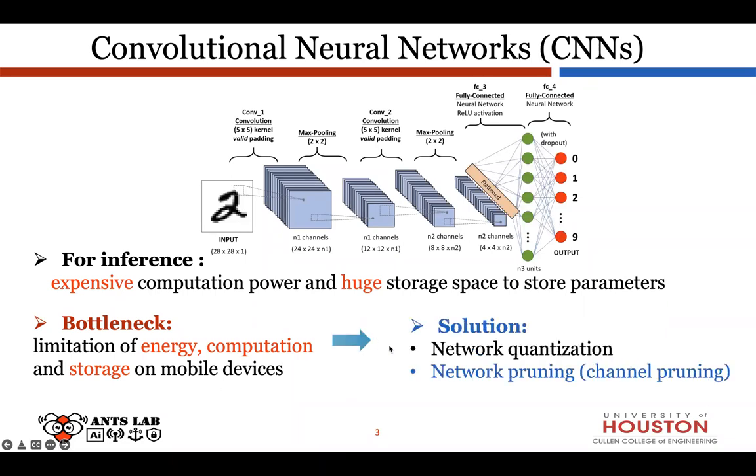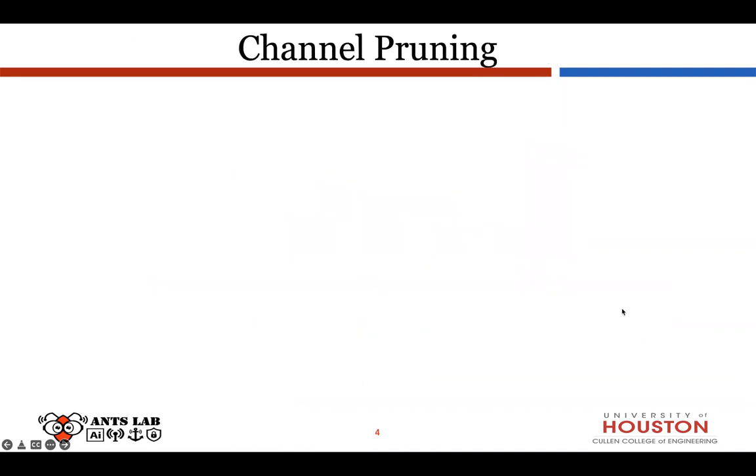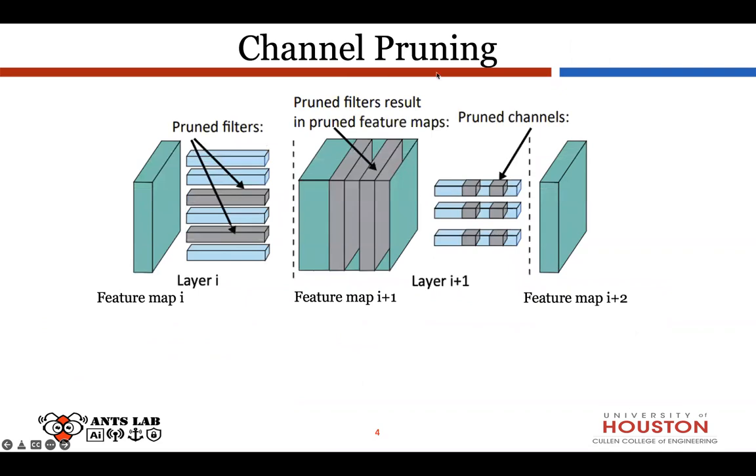To solve this problem, there are some existing solutions, including network quantization or network pruning. In this paper, we focus on one type of network pruning methods, the channel pruning, where we can prune the channels to reduce the network parameters. Let's see the details of channel pruning.